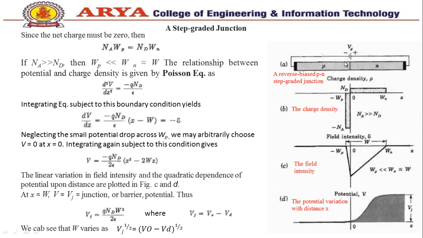Here Vj is given from this figure such that Vj equal to V0 minus Vd, where Vd is a negative number for the applied reverse bias and V0 is the contact potential. This equation confirms that the thickness of the depletion layer increases with applied reverse voltage. If we put Vj into this equation, we can see that W varies as the square root of Vj, or the square root of V0 minus Vd. So this is our conclusion.